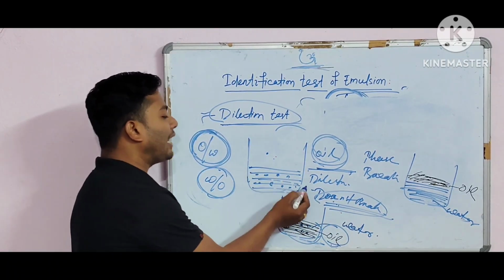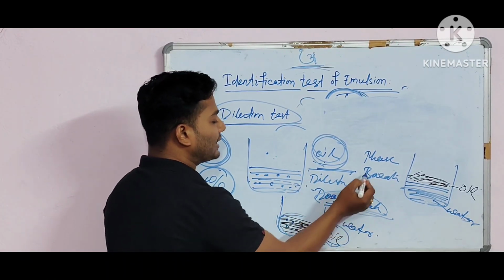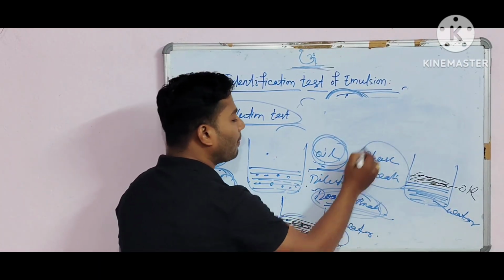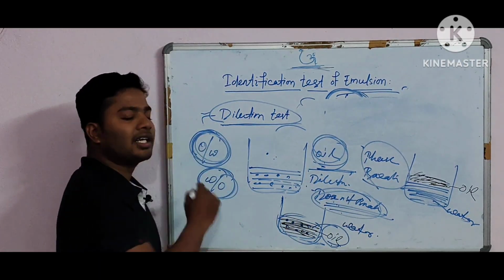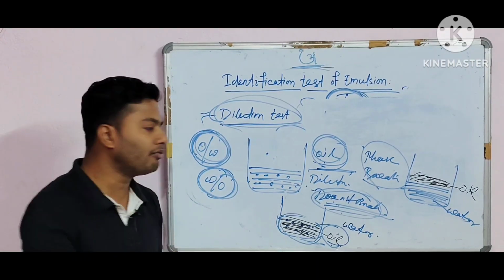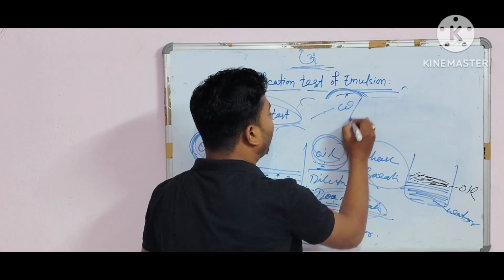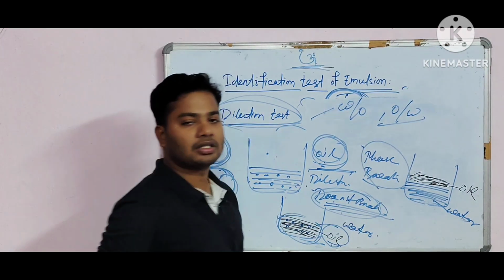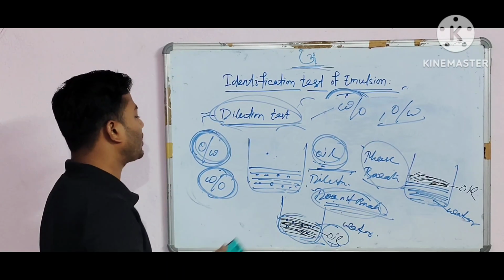Clear? So after dilution with oil, if the phase doesn't break, it is a W/O type of emulsion. If the phase breaks, then it is an O/W type of emulsion. Clear? According to the dilution test, you have to identify whether it is W/O type of emulsion or O/W type of emulsion. And the next identification test is the dye test.